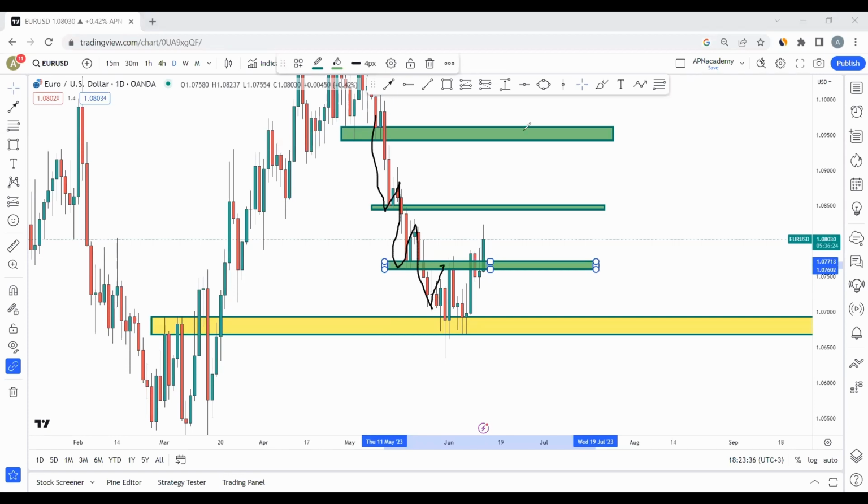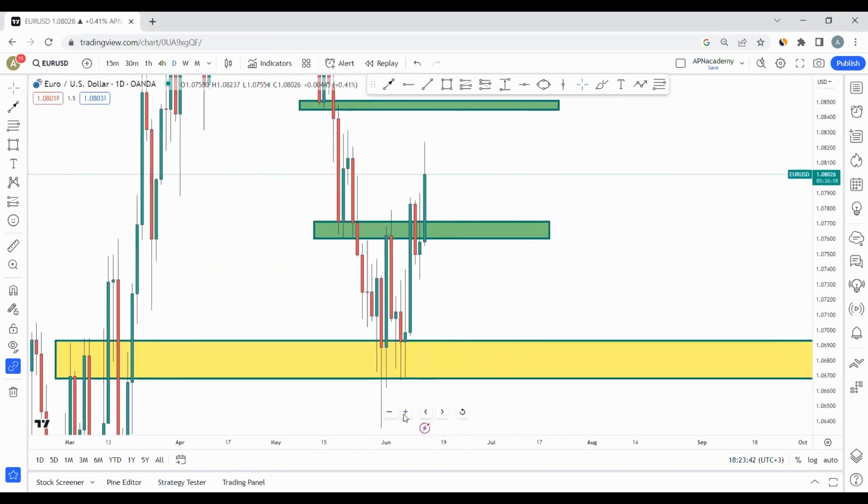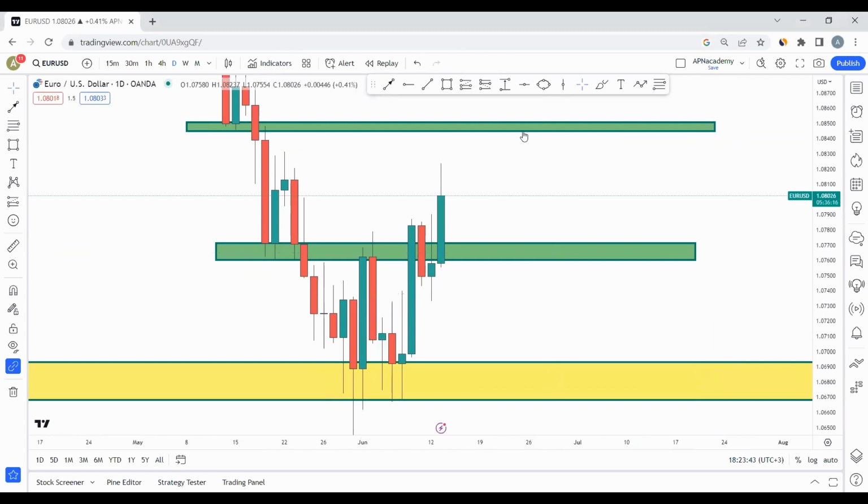I'll just zoom so that you can see properly. You see the market attempted. Someone may say, but that area was tested. No, it was not tested. You can clearly see here. It almost tested it, but it didn't. That's why the market came back and tested here.